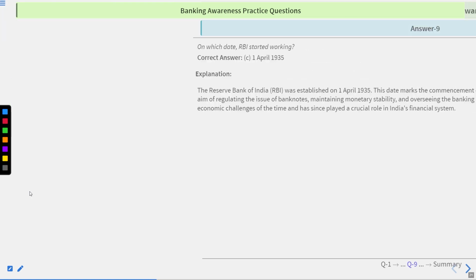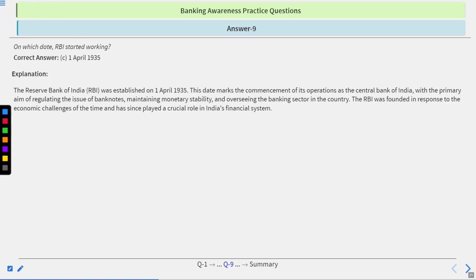Okay, the time's up. Correct answer of this is 1st April 1935. So the Reserve Bank of India got established on 1st April 1935. This date marks the commencement of its operation as the Central Bank of India, with the primary aim of regulating the issue of banknotes, maintaining the monetary stability, overseeing the banking sector in the country, and the RBI was founded in response to the economic challenges of the time and has since played a crucial role in India's financial system.